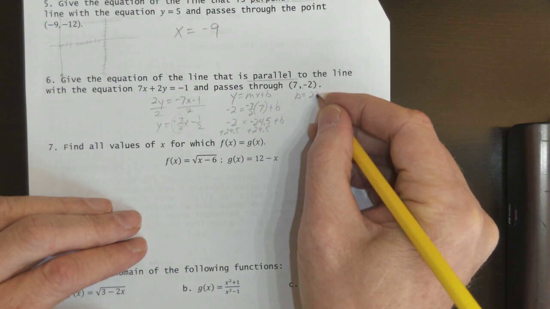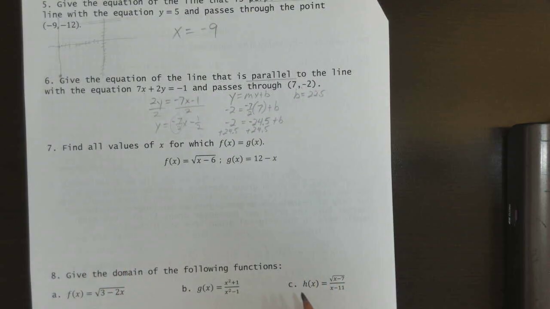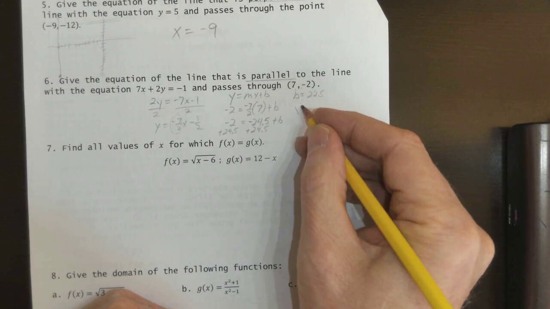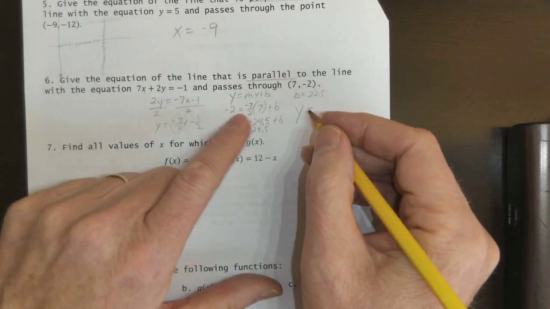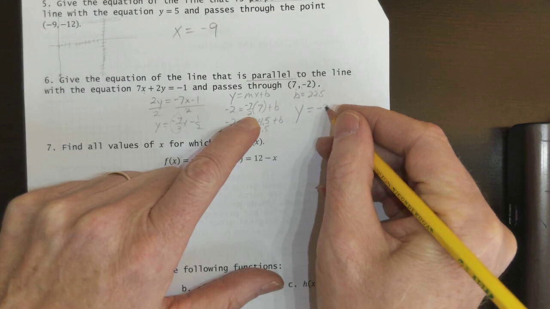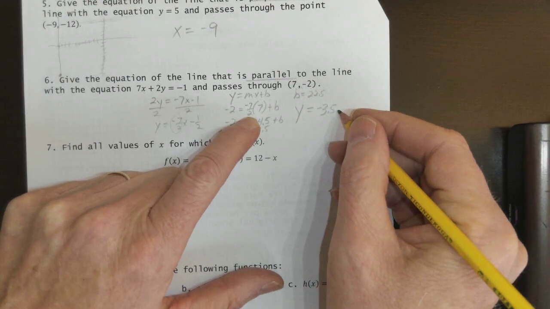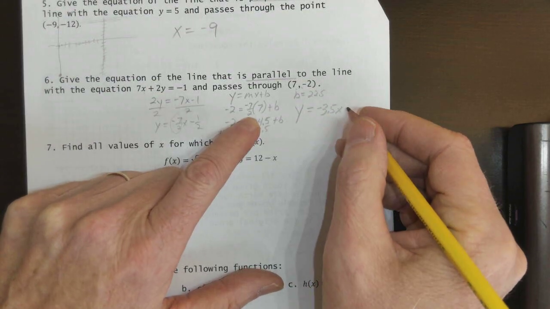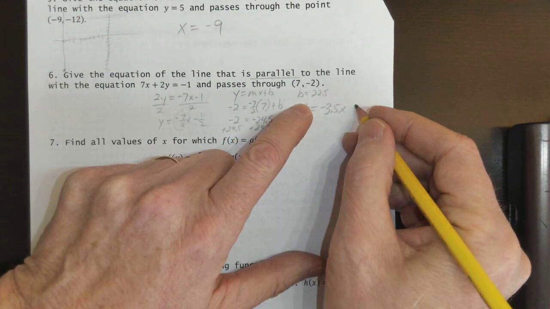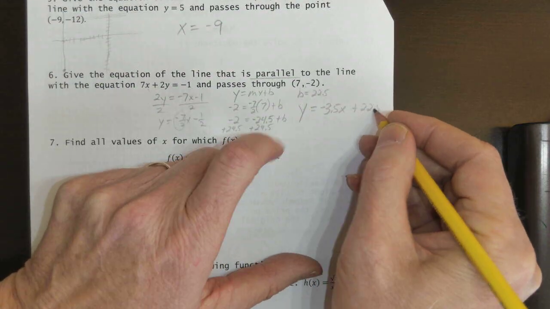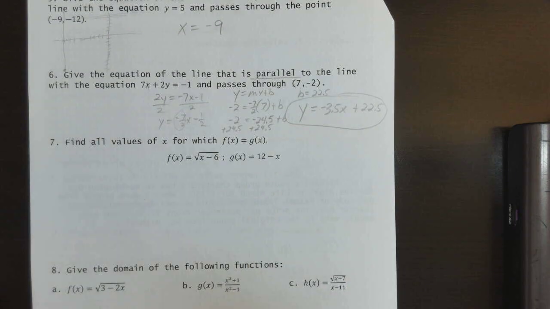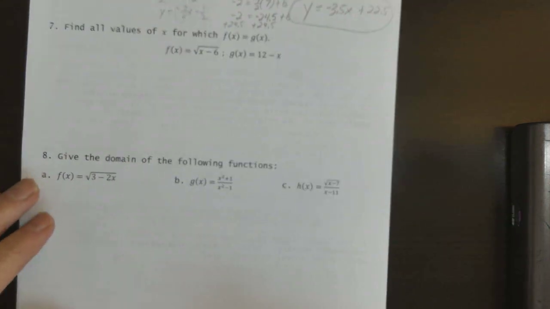So I'll add 24.5 to both sides. I've got b is 22.5. So y equals -7/2. I'm going to go all decimal with this one. -3.5 is -7/2. x plus 22.5. All decimal with that one.